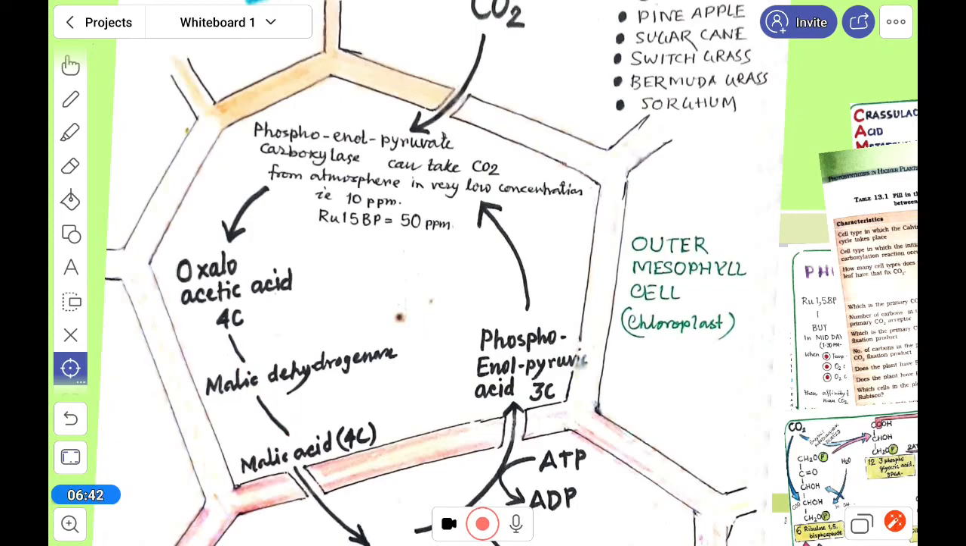This is the cycle. It means that every C4 cycle also has the C3 cycle; the C4 cycle is just an added part of the C3 cycle. The C4 cycle shows some efficiency by taking carbon dioxide, and after that it supplies it to ribulose 1,5-bisphosphate as in the normal Calvin cycle.